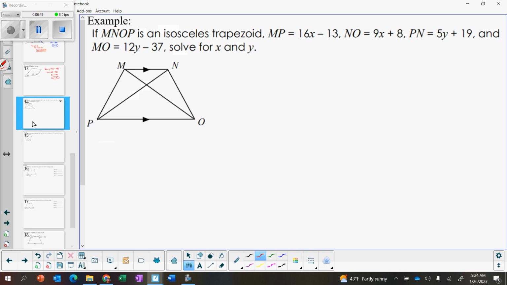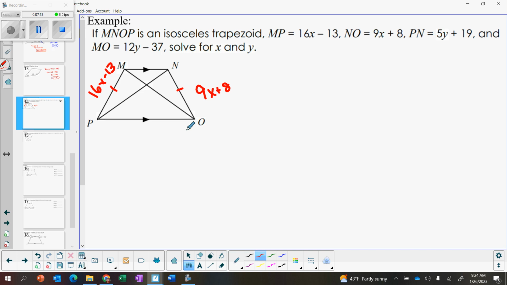All right, in MNOP, we have an isosceles trapezoid, so I'm going to mark my legs as congruent. MP is 16x minus 13. NO is 9x plus 8. PN, so one of the diagonals, is 5y plus 9. And MO, the other diagonal, is 12y minus 36.